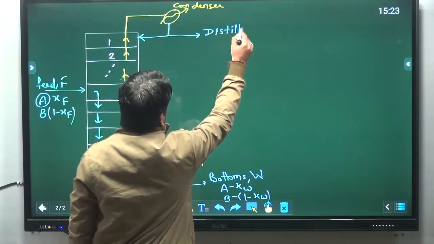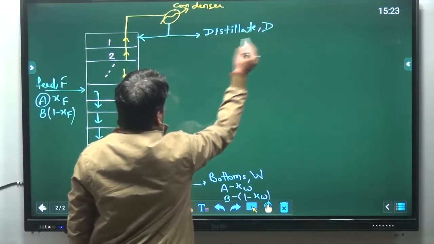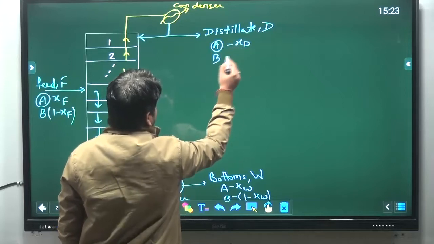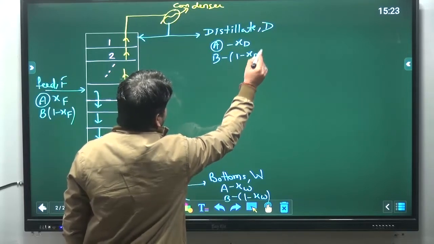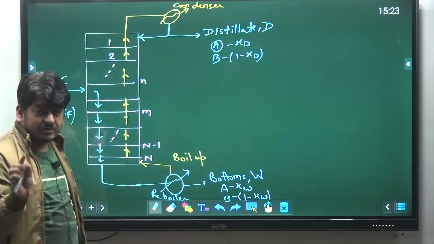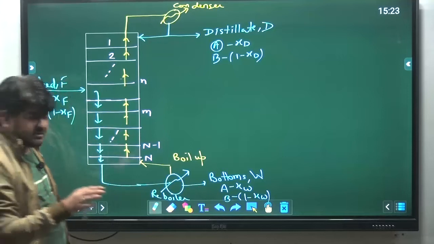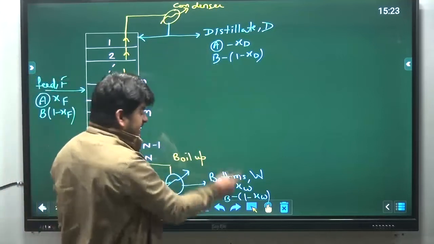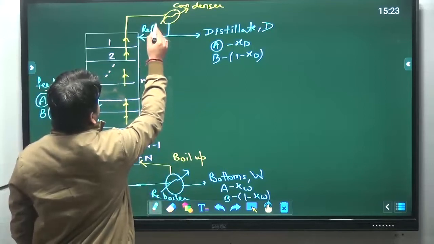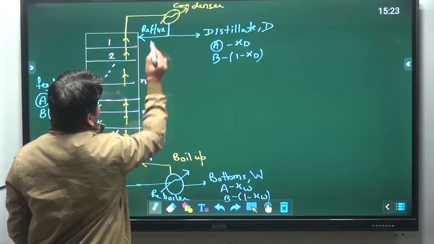Distillate D, having A and B, a large amount of A will be there, mole fraction is XD. So for B it will be 1 minus XD. XF, XD, XW are the mole fractions of the desired component A in all streams: feed, distillate and bottoms. And this is the reflux, let's say L.